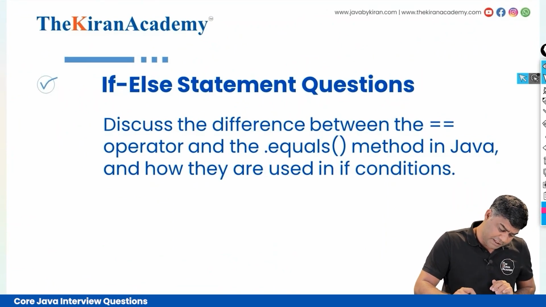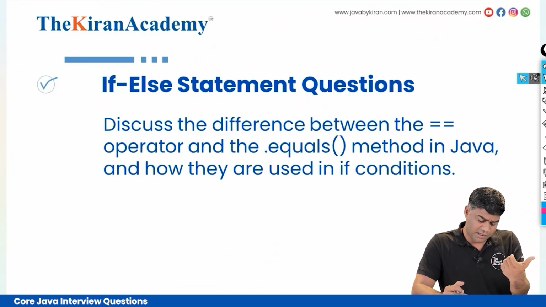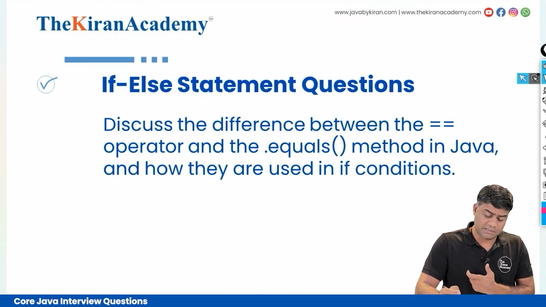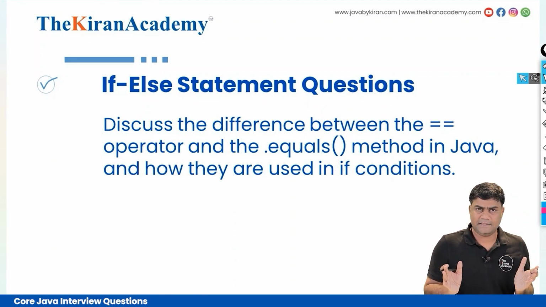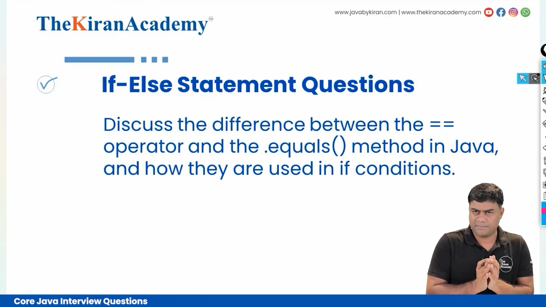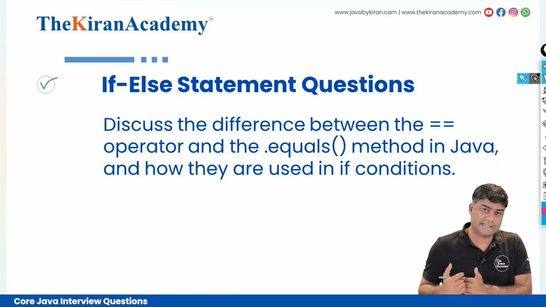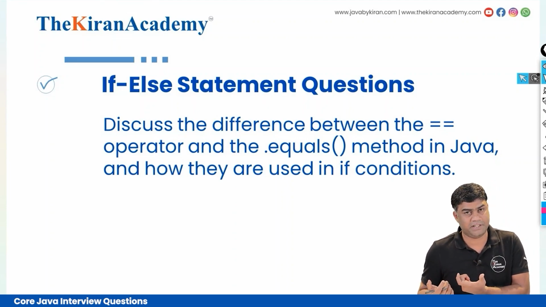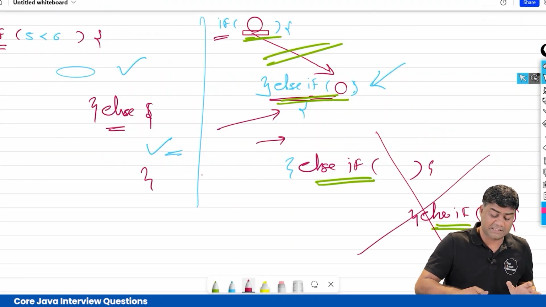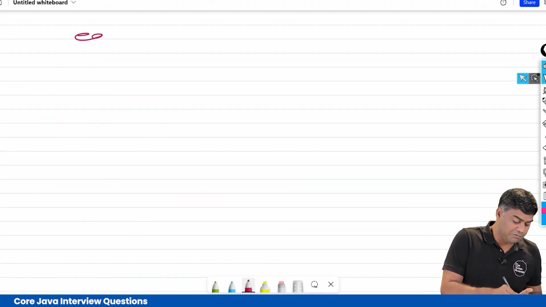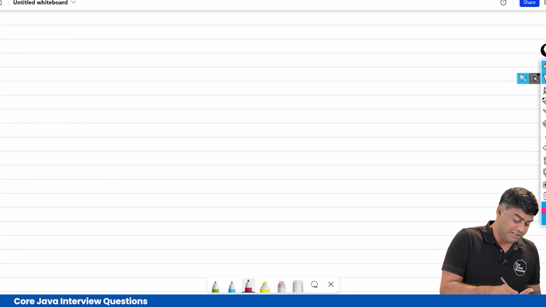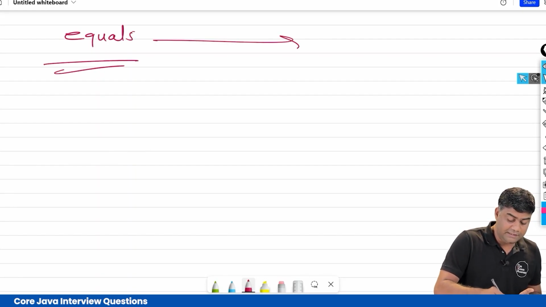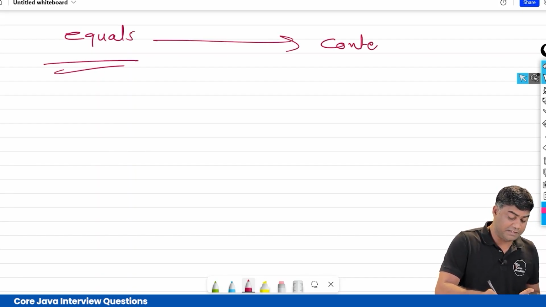Discuss the difference between the double equal to operator and dot equals. This question is very important. Double equal to checks the address, the reference, but dot equals checks the content of a string. But one more tricky thing is there. See what the trick is. If someone asks you about the equals method, then you can say content will get checked.